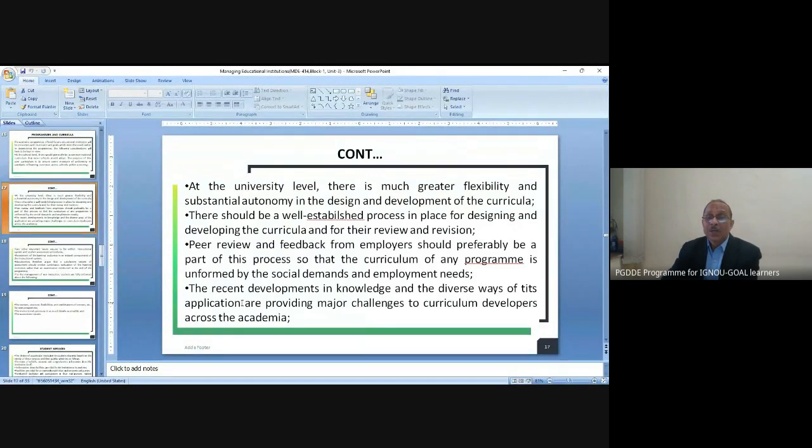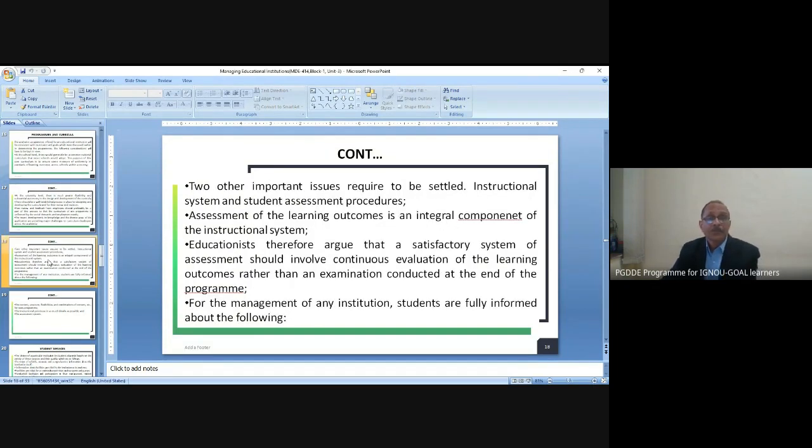Recent developments in knowledge and diverse ways of providing it pose major challenges to the curriculum. Yes, across the academic communities in the world, I think the challenges are many because of the application of these things, development of knowledge, things are changing. So naturally, curriculum developers, each institution, each university face challenges to address that. That's the real challenge. What to be included, what not to be included is not an easy decision to take.